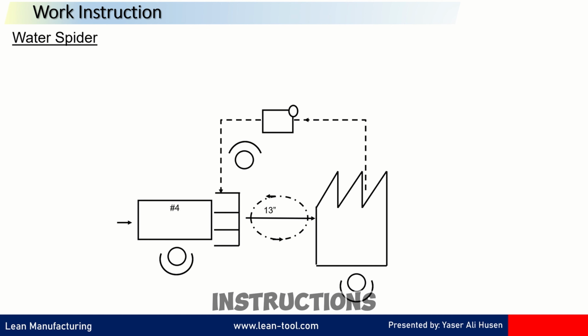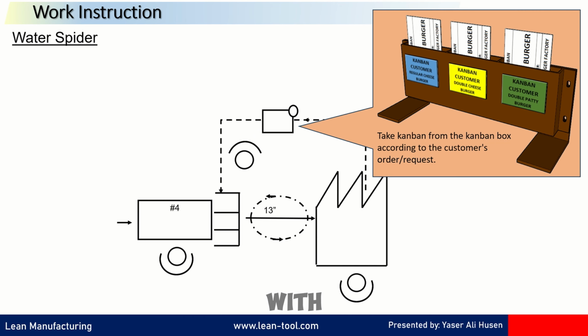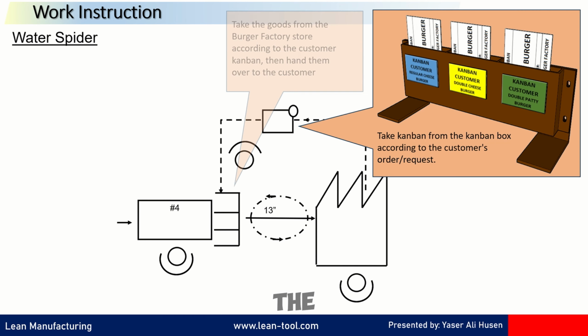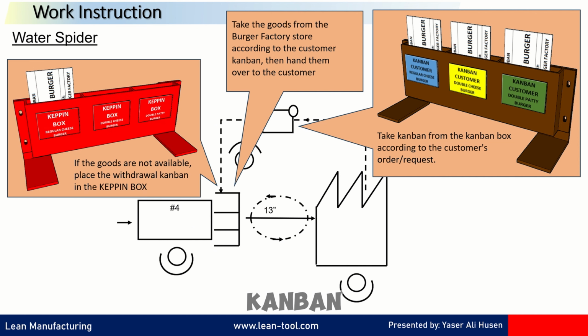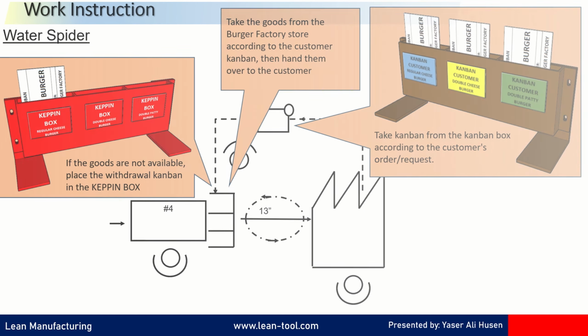And here are the instructions for the water spider, starting with retrieving the customer Kanban according to the customer's request and bringing it to the process to pick the items specified in the Kanban. There is also a Kanban box for placing the Kanban if the items to be picked are not available in the store.